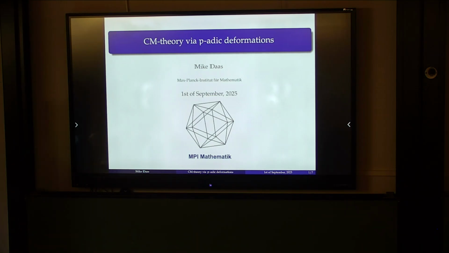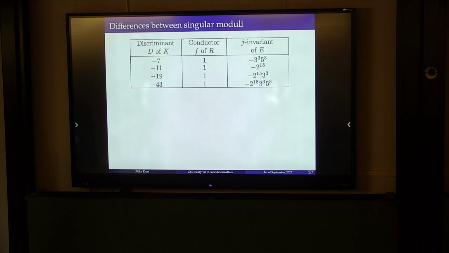to you about CM theory via p-adic deformations, which is already subtly hinted at during Jan's talk, that sometimes you can use deformation theory for ordinary p-adic modular forms. And to motivate the work that I will talk about today, I would like to recall singular moduli, which are the CM values of the J function. In other words, they are the J invariants of elliptic curves with complex multiplication.